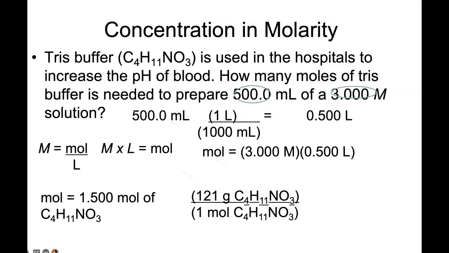That's our molar mass. Notice that our moles are going to cancel out again. Sorry, my lines are in the wrong spot, it looks like. But when I multiply 1.5 times 121, I get 181.5. So that means if I needed to mix up this buffer, if I was working at the hospital, I'd have to get 181.5 grams of that tris buffer and then dissolve it to 500 milliliters, or half a liter.